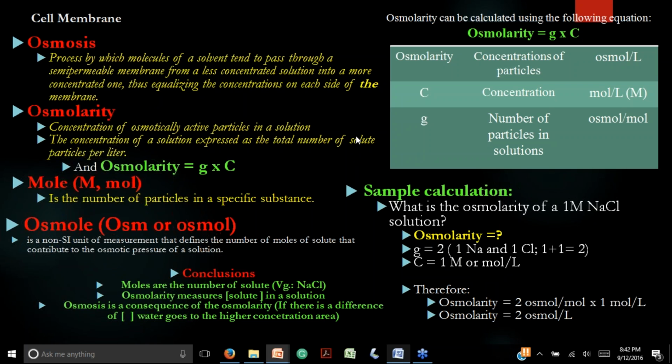Okay, so let's keep going with osmosis. Everybody has a concept about osmosis, and osmosis is just the process by which molecules of a solvent tend to pass through a semi-permeable membrane. So how is water transported in the cell? Through osmosis. Generally, all the 100 trillion cells that we have are going to have this process. The membrane is a semi-permeable membrane.